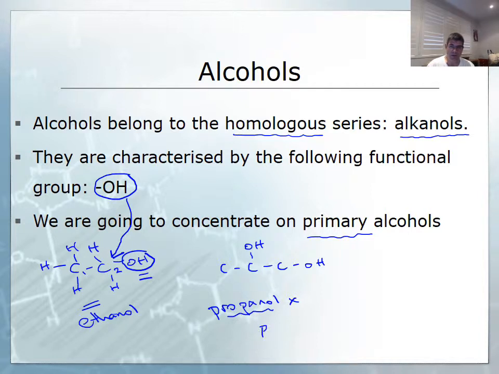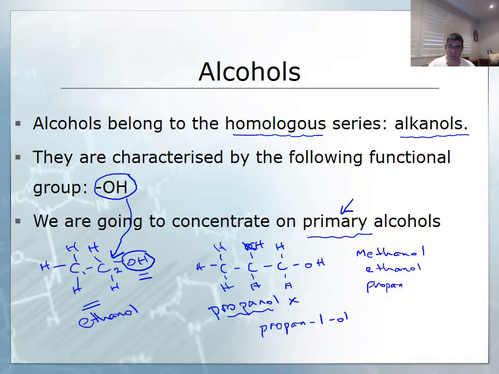What I want, if I'm going to concentrate on a primary alcohol, is I want propan-1-ol, and then I know that this is not an oxygen, it's a hydrogen, and my OH group is on the end carbon. And you can finish filling these in. So if we're going to look at our alcohols, then we're looking at methanol for 1, ethanol for 2 carbons, propanol, which will be propan-1-ol for 3 carbons, butan-1-ol for 4 carbons, and so on.